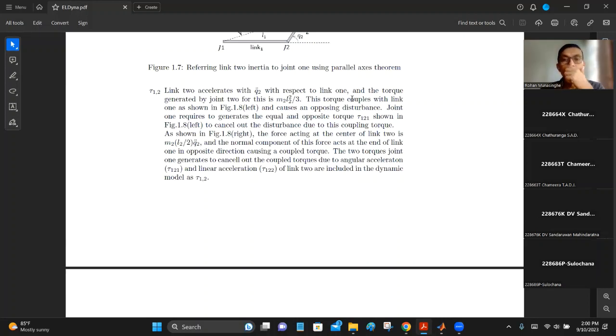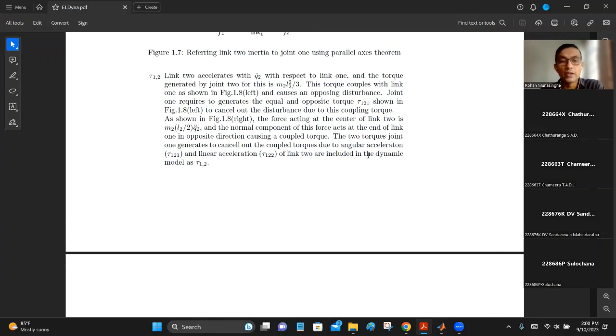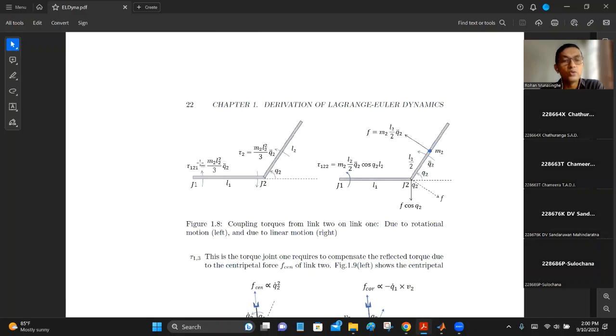You can see it over here. This torque couples with link 1 as shown in figure 1.8 left, what I showed you just a while ago, and causes an opposing disturbance. So joint 1 is required to generate the equal and opposite torque, right? That is tau 1 2 1. That is this one, tau 1 2 1. Can you see it over here? Tau 1 2 1. The same torque, but in the opposite direction to this particular torque that is happening at the end of link 1.